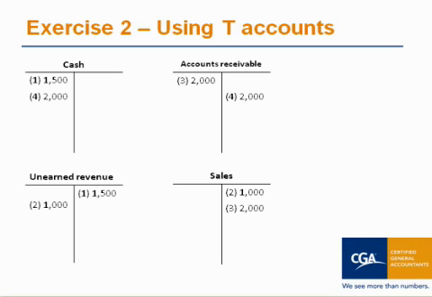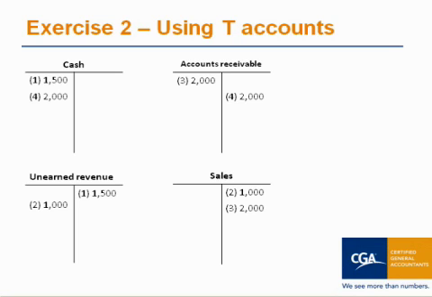The $1,500 that we've received has not been earned and therefore represents a liability that we must fulfill in the future, so we credit the liability account unearned revenue. This is a prepayment for services, and it has not as yet been earned. We will have to provide some services in the future.